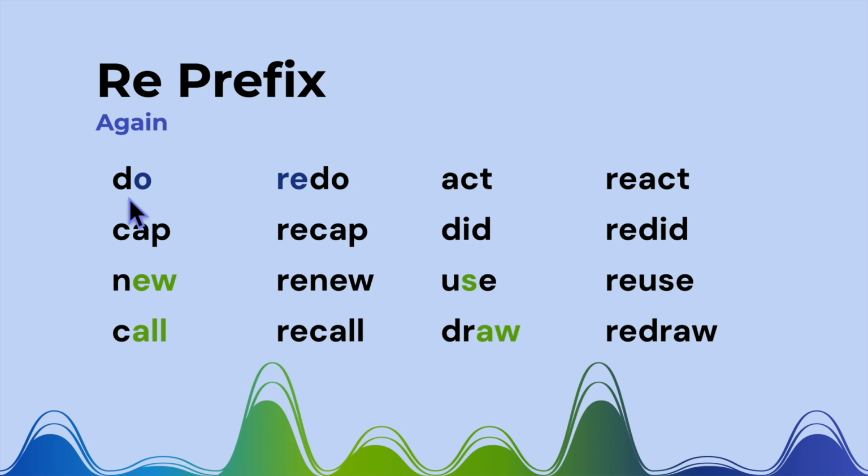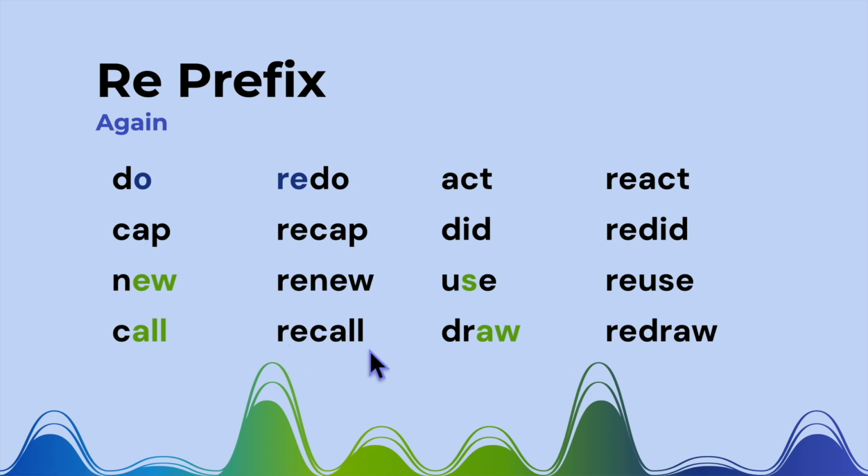Here we have a word that uses the oo sound of O. Do, redo. Redo means to do again. Act, react. Cap, recap. Did, redid. EW says oo. New, renew. So renew would mean to make something new again. In this word, S will use its second sound of Z. Use, reuse. ALL at the end of a root says all.